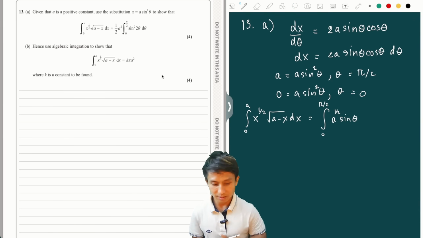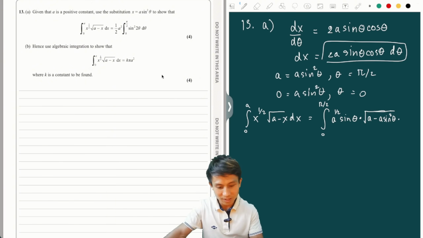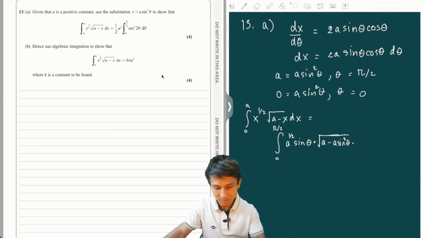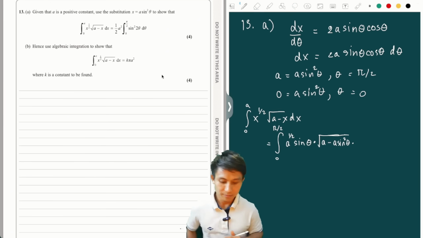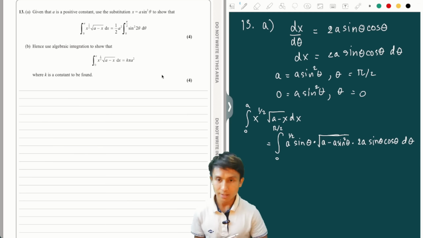Move it to the left a bit. And then multiply by square root of a minus x. So that's just a minus a sine squared theta. And then dx would just be that whole thing there, which I run out of space for here. I need to move down a little. Okay, and then we're going to bring the whole thing down here. That's it.